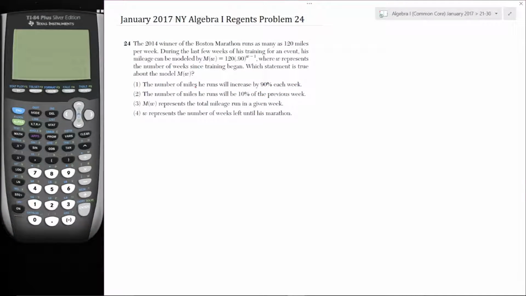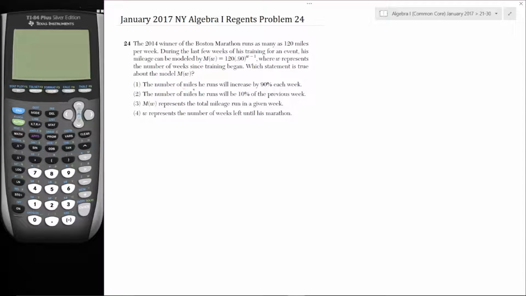Here's problem 24. The 2014 winner of the Boston Marathon runs as many as 120 miles per week. During the last few weeks of his training for an event, his mileage can be modeled by m of w equals 120 times 0.90 to the power of w minus 1, where w represents the number of weeks since training began. Which statement is true about the model m of w?